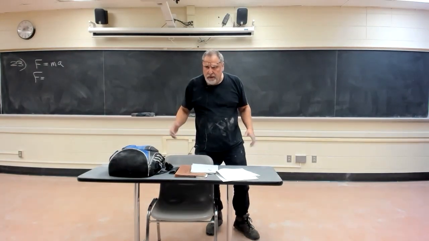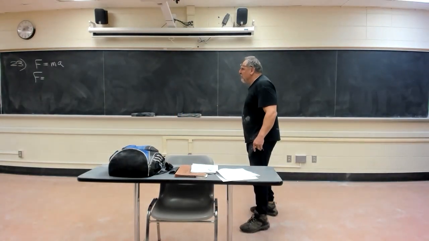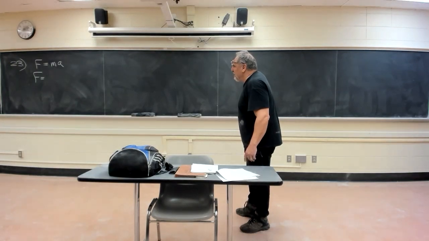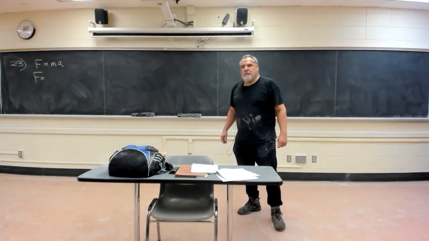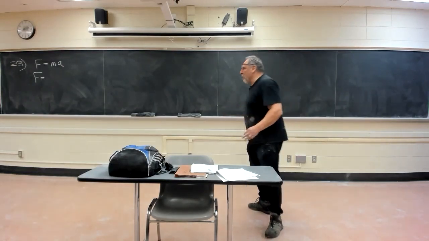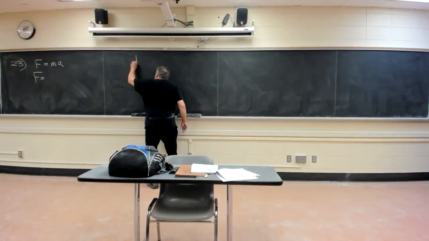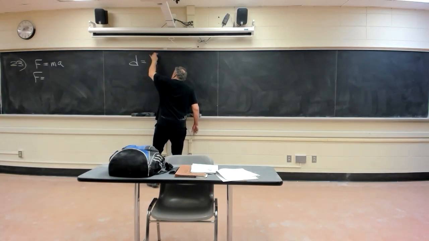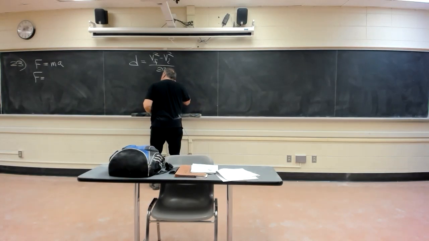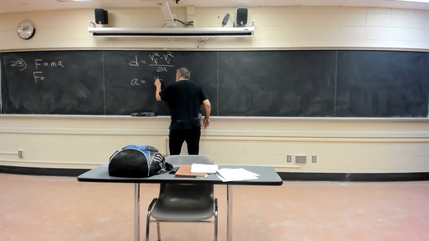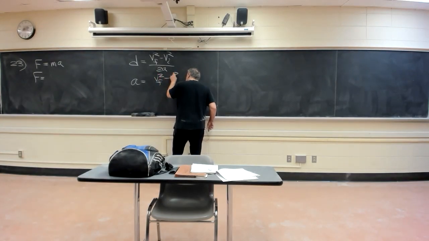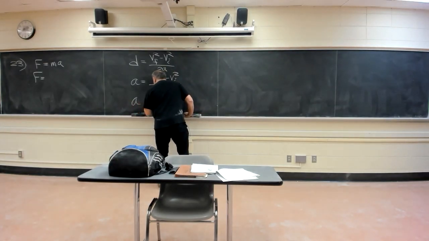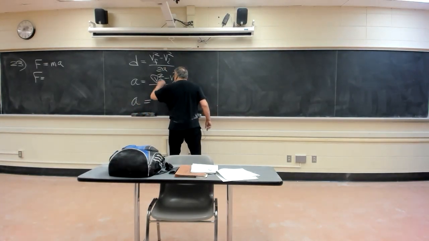You could look at it a bunch of ways. We could use D equals VIT plus 1/2 AT squared. Maybe a little more efficient is something like this: D equals VF squared minus VI squared over 2A. What do you say you multiply by A on each side and divide by D? That might do it.